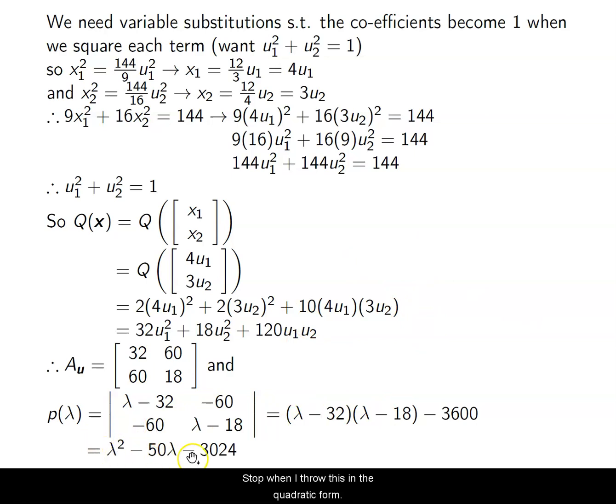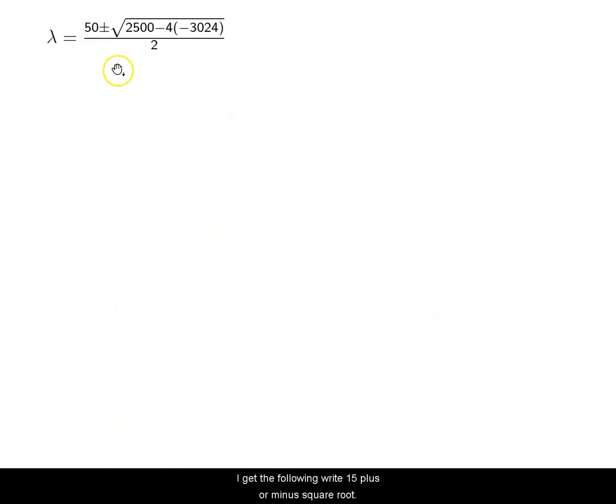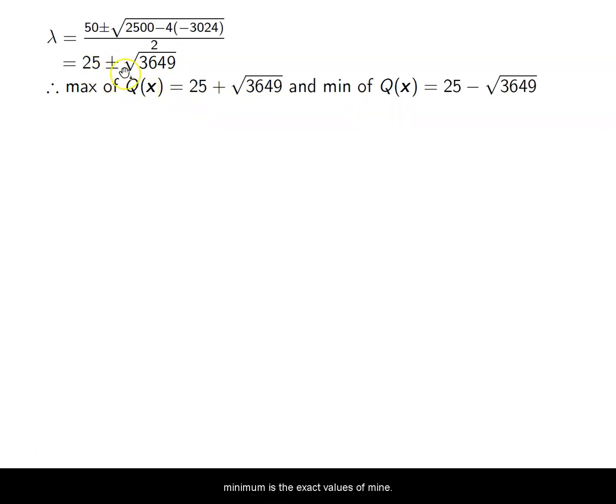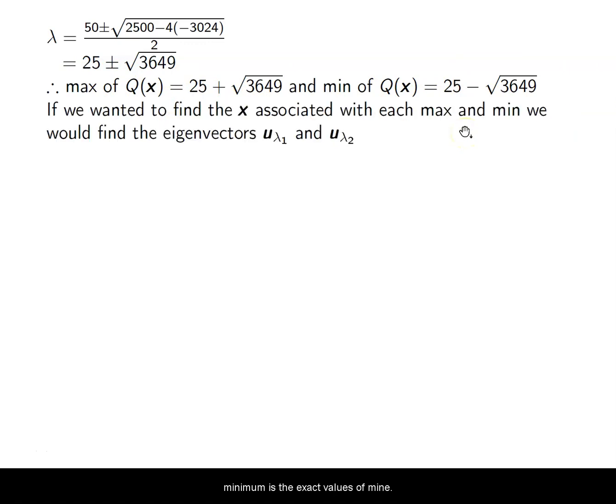So when I throw this in the quadratic formula, I get the following, right? 50 plus or minus square root, all of this stuff. I simplify it down and I'll get 25 plus or minus square root 3649, right? So the max value is the addition portion, and the minimum is the subtraction portion. So those are the exact values of my max and mins, okay?